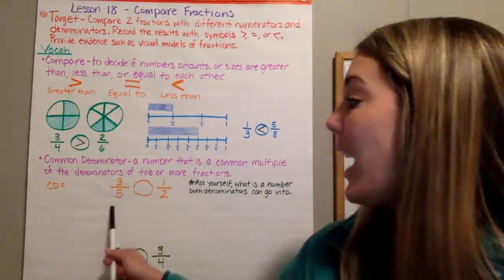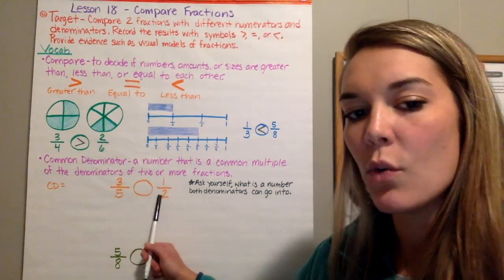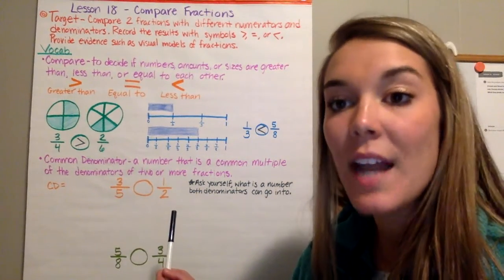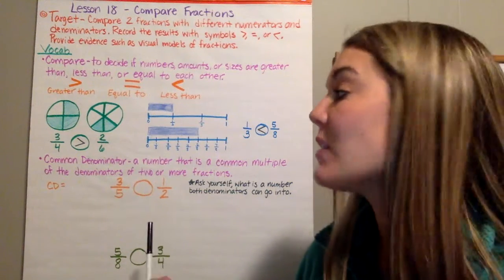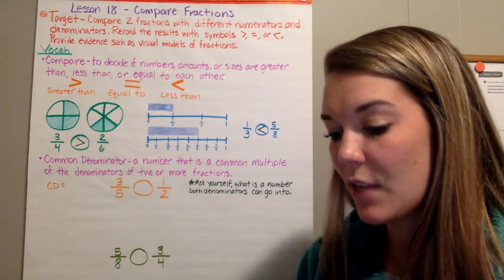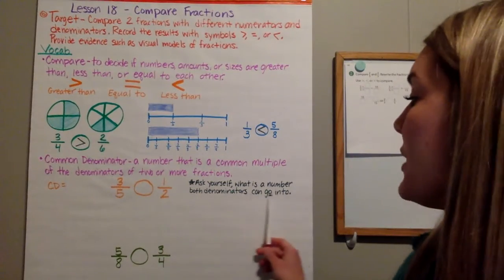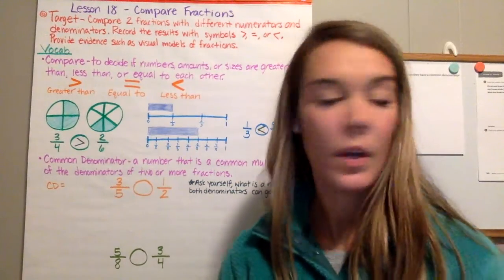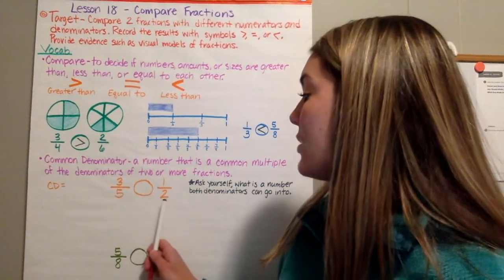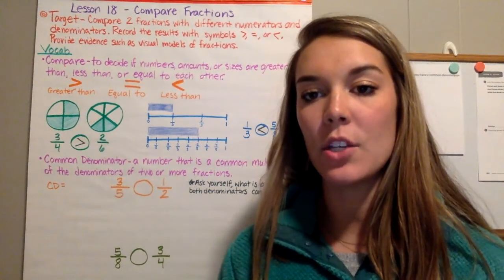Because, for example, how would we know right off the top of our head if 5/3 is greater than, less than, or equal to 1/2? We can't compare these fractions, boys and girls, because the denominators are different. So we have to find a common denominator. When I find one of those, I ask myself this question. I say, what is a number that both denominators can go into? So, my denominators are 5 and 2. I'm wondering, what can 5 and 2 both go into evenly?